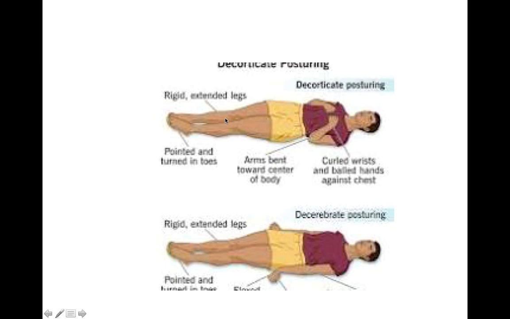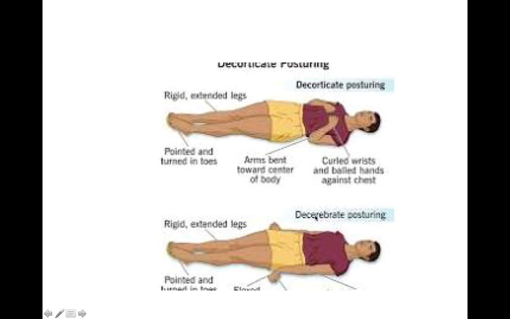There is extension of the lower limbs with plantar flexion of the feet, inturning of the toes, adduction and internal rotation at the hips. The upper limbs are flexed, and there is flexion of the wrist, adduction of the shoulders with internal rotation. The hands are folded onto the chest. This is decorticate posture.